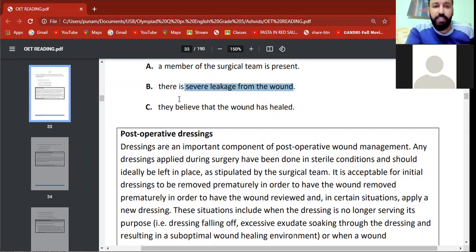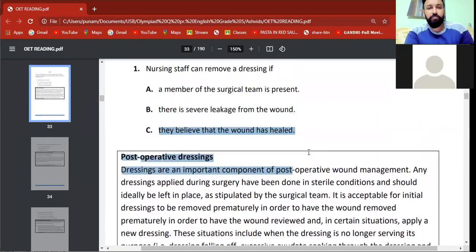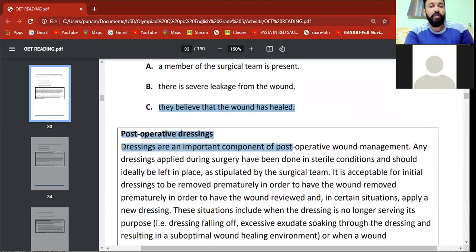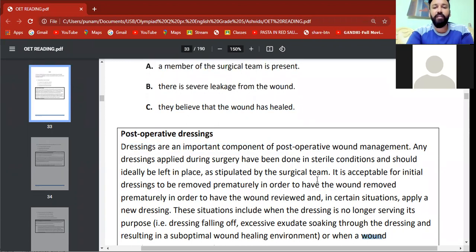They believe the wound has healed. There is no mention about them removing a dressing if they talk about healing of the wound, right? Because these situations include when the dressing is no longer serving purpose, or when a wound complication is, so it's talking about complication. It's not mentioned anything about healing of the wound, has it? It has not mentioned anywhere, right? No.